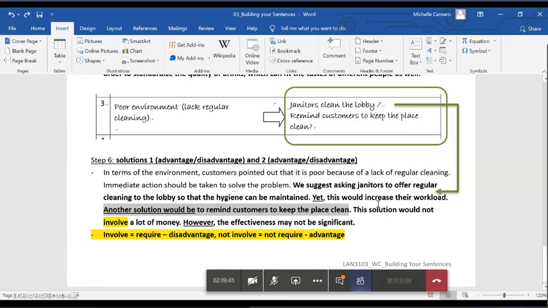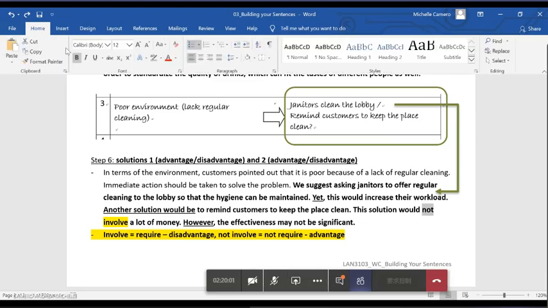That's solution 2. This solution would not involve a lot of money. This is the advantage. However, the effectiveness may not be significant. That's the disadvantage. Okay, and let me just highlight that. Okay, so students, this solution would not involve a lot of money is the advantage. However, the effectiveness may not be significant is the disadvantage. All right, the reason why I have involve highlighted and then not involve highlighted, I want to talk about that really quickly.